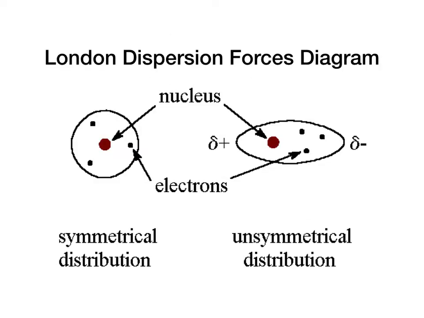a bond. Now, this is a London dispersion forces diagram, and on the left it shows the symmetrical distribution within the atom itself, and that allows for a nonpolar atom, and on the right it shows the unsymmetrical distribution, which creates temporary dipoles.